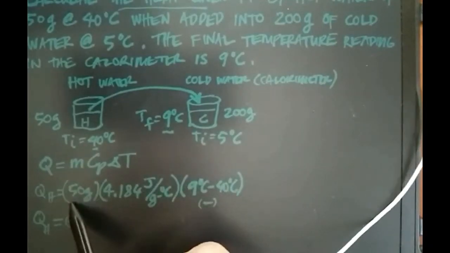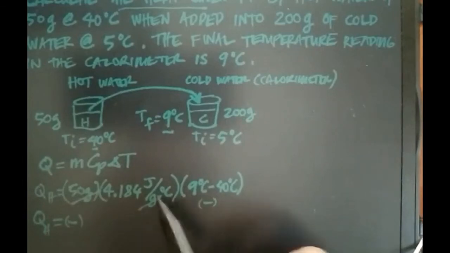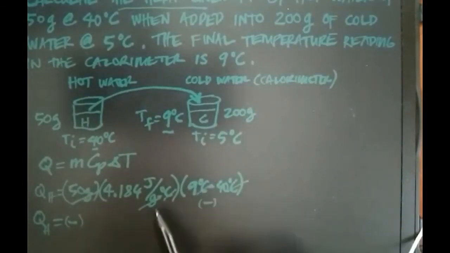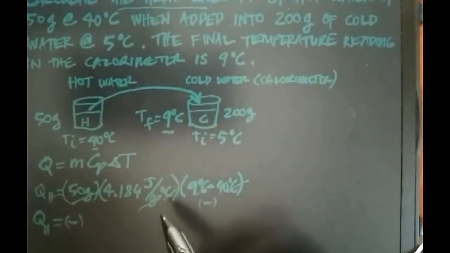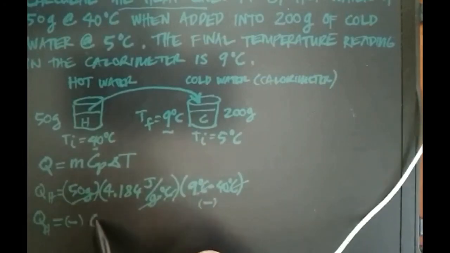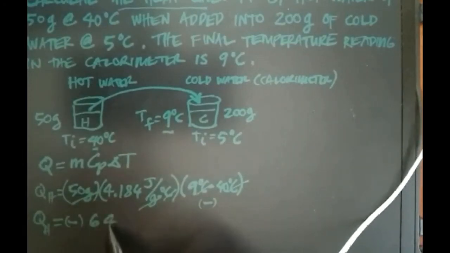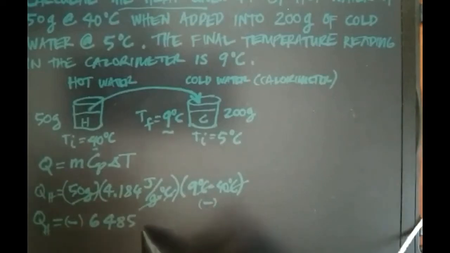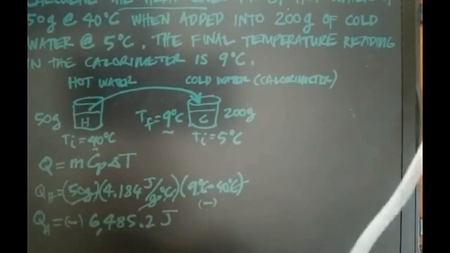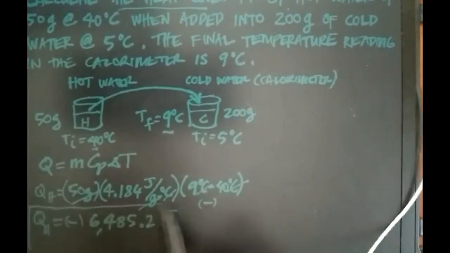So let's check the units. We will cancel the grams and the Celsius. What we are left with here is the joule as the unit of energy. Multiply all the values and we will arrive at 6,485.2 joules with a negative sign.